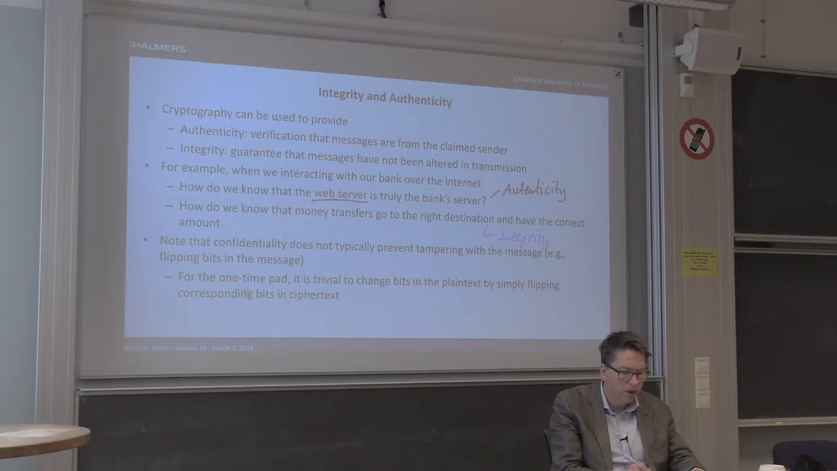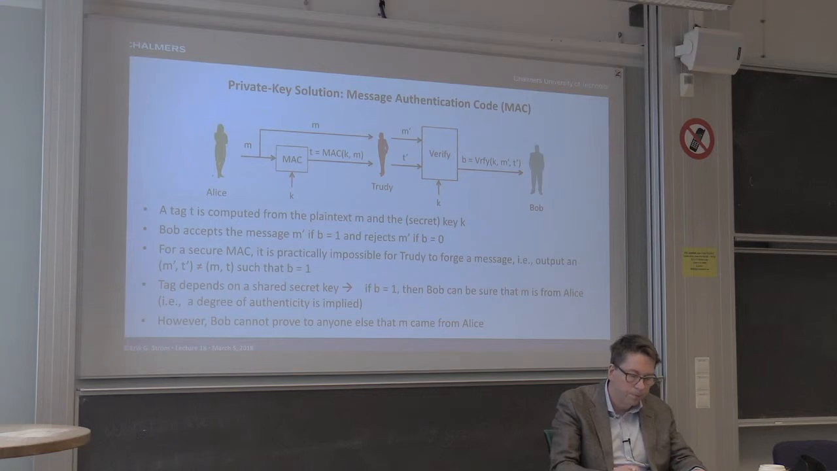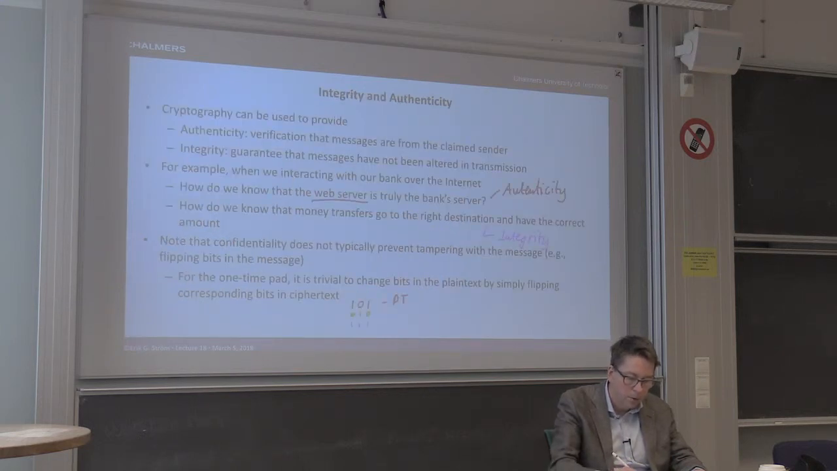Okay, can we see that? For the one-time pad, it's trivial to change bits in the plain text by just flipping the corresponding bits in the ciphertext. So if this was the bits that we would like to transmit, this is the plain text. And then we have the key, which is 0, 1, 0. Then the ciphertext that we transmit is 1, 1, 1, right? So this is the key, and this is the ciphertext.